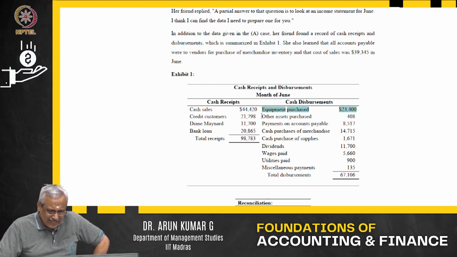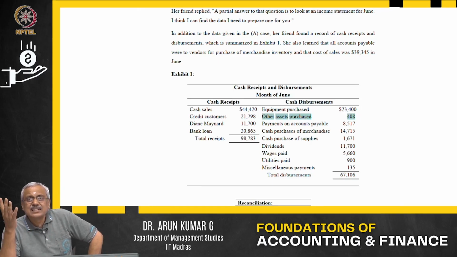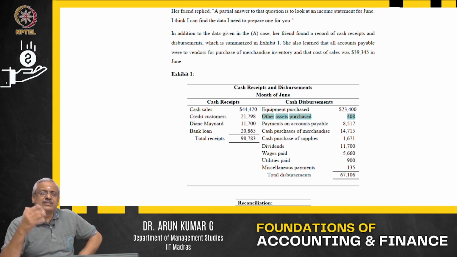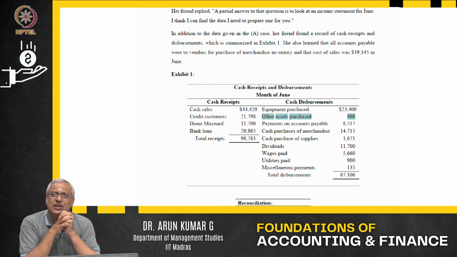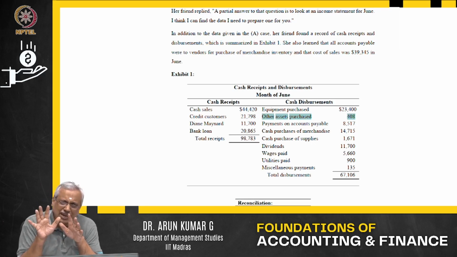It says other assets purchased. I will not worry about this either, because you are purchasing an asset, then what happens? Only your balance sheet is going to get impacted. As for the depreciation part of it, we will worry about depreciation later. As of now, let us not worry. So that is all that will affect it.